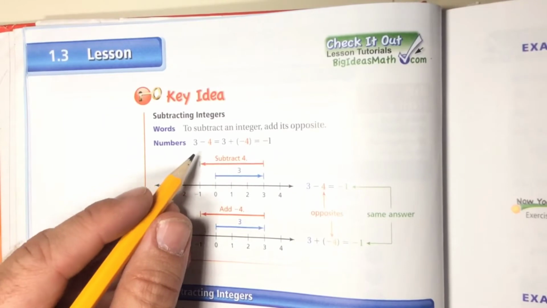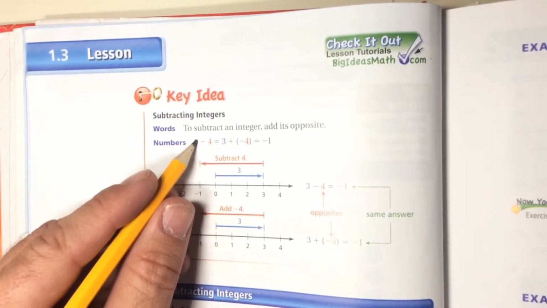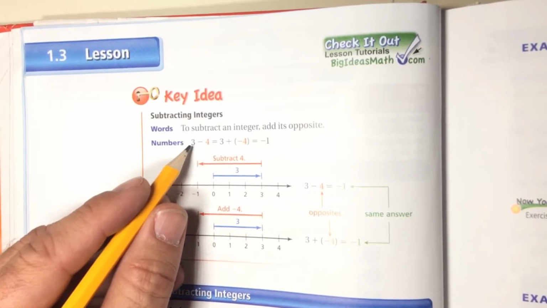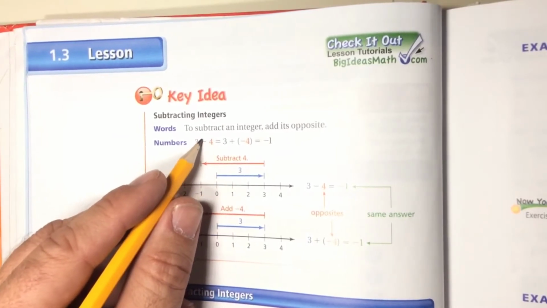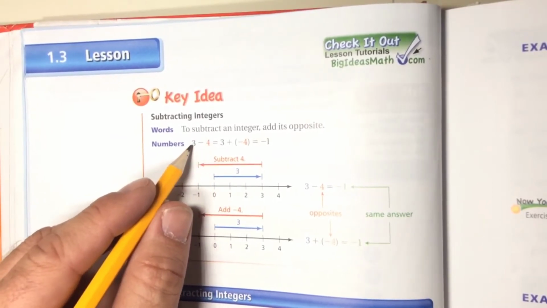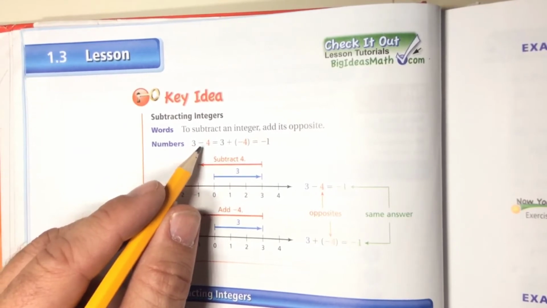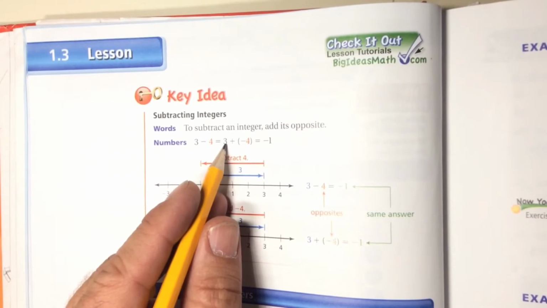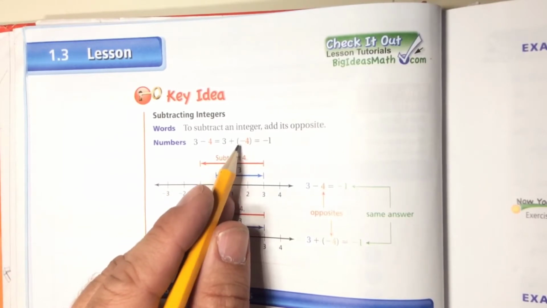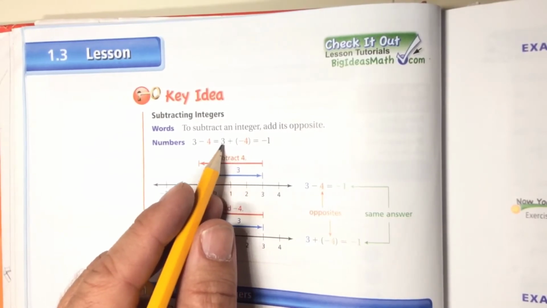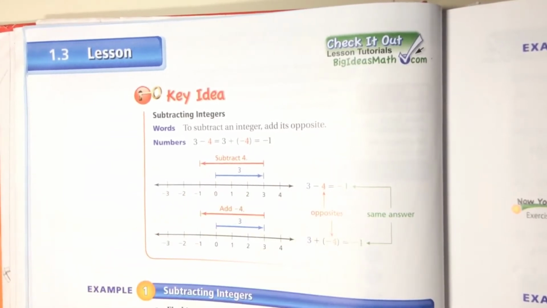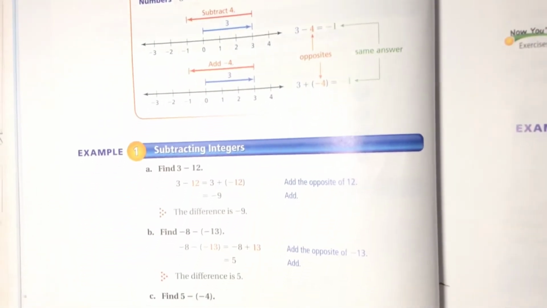I like to look at 3 minus 4 as just a positive 3. See how there's nothing out in front, so that means it's positive. And a negative 4. So we're combining a 3 and a negative 4, just like we did right here, combining a 3 and a negative 4. And by combining, I mean adding. We get negative 1.